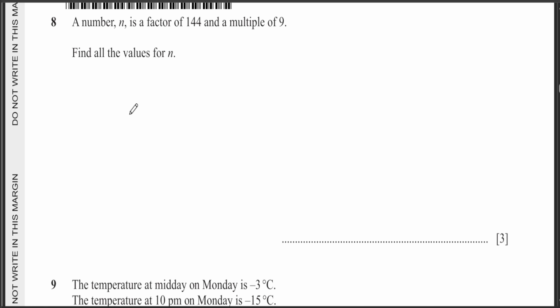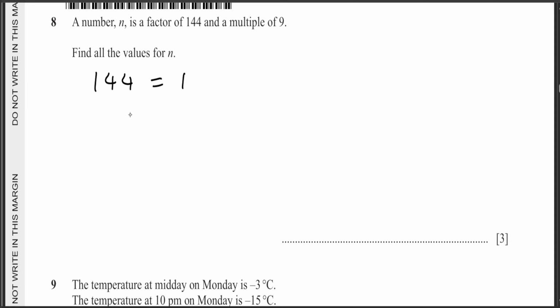Question 8. A number n is a factor of 144 and a multiple of 9. Find all the values for n. Okay, it's a factor of 144 and a multiple of 9. Wow. So 144. So let's see. It's a factor of 144.